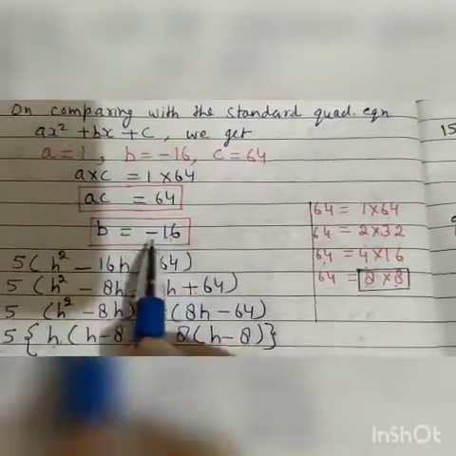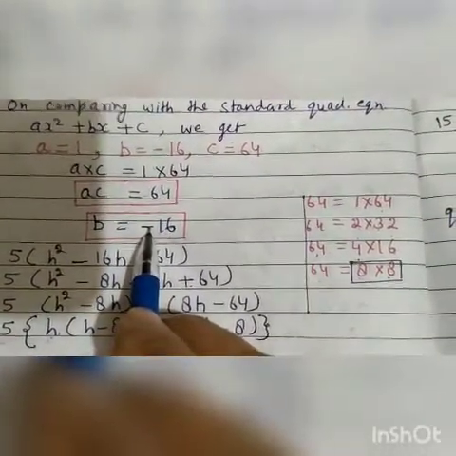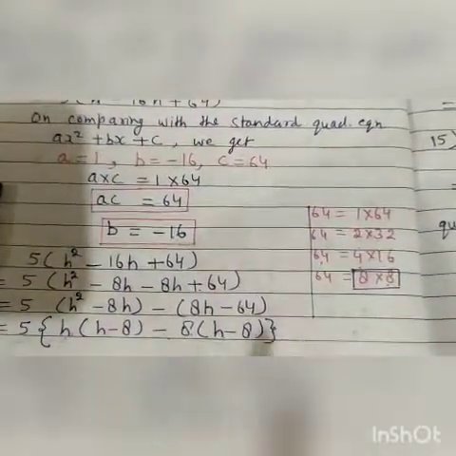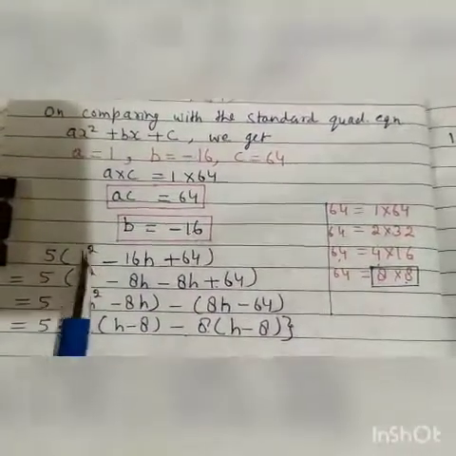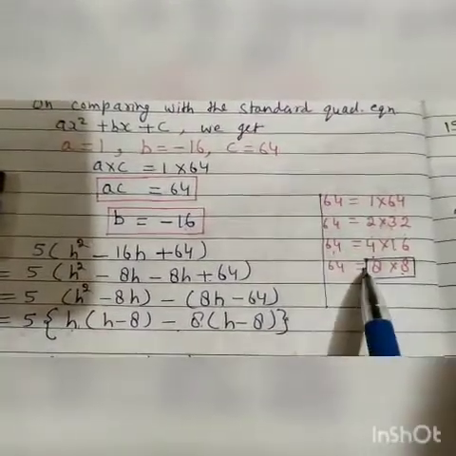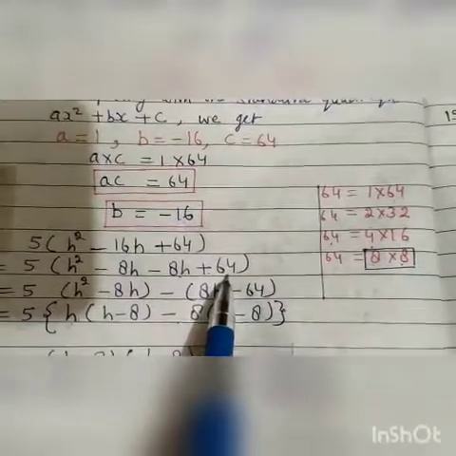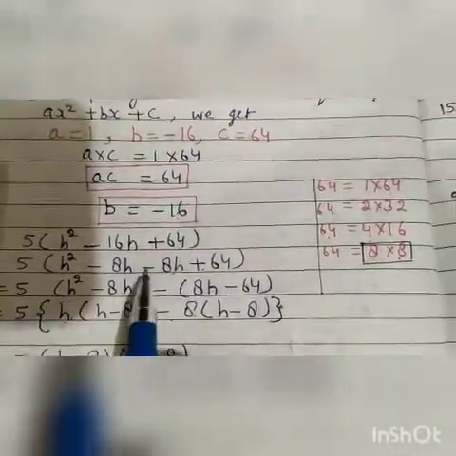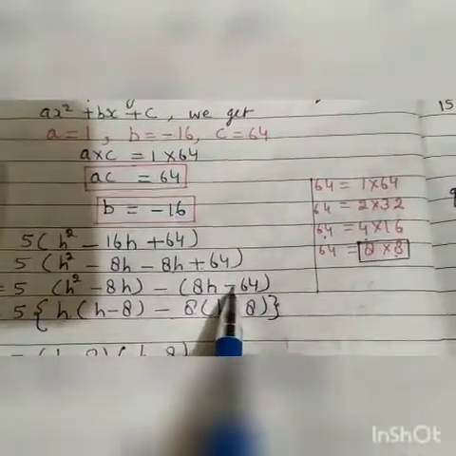Then what will be the sign? Minus. So you know when we get the middle term by adding, both the signs will be the same, and we will put this minus in both the terms. Then 5h square, now minus 16h can be written as minus 8h minus 8h, then plus 64. Now make groups: 5h square minus 8h, and minus 8h plus 64.